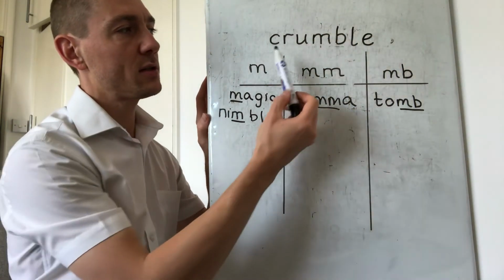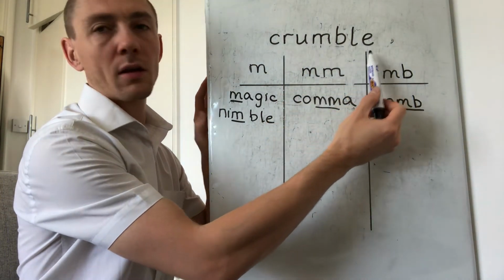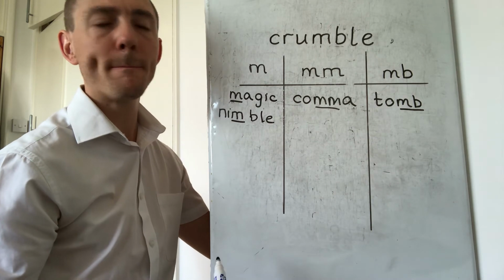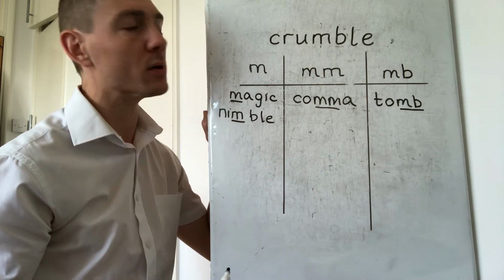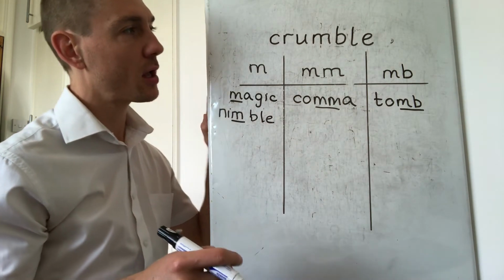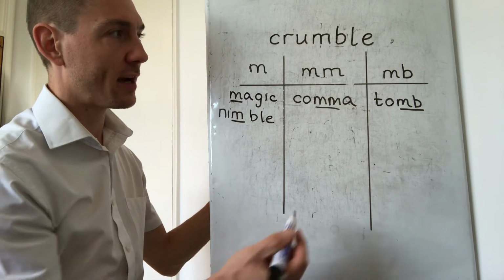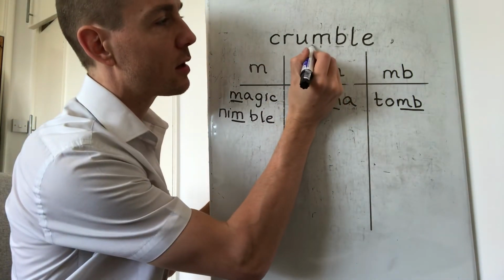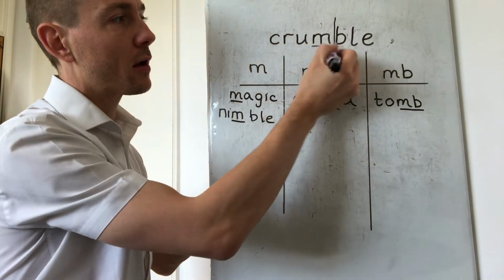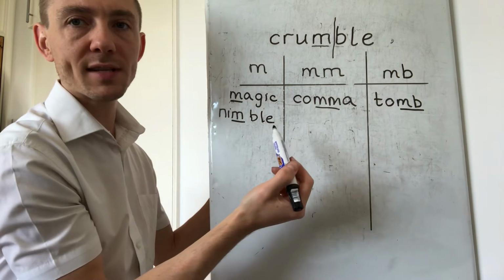Okay, 1, 2, 3. The word is crumble, crumble. So over to you. So let's come back together, and we have crumble. So again, the B sound is separate. It's part of the second syllable, isn't it?